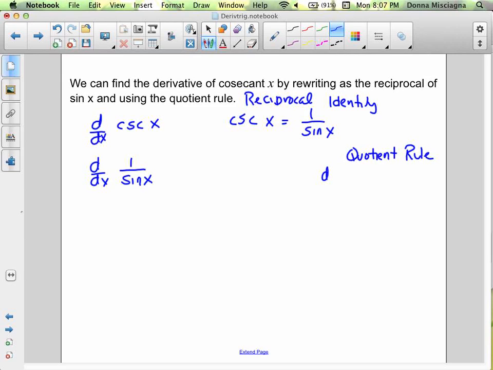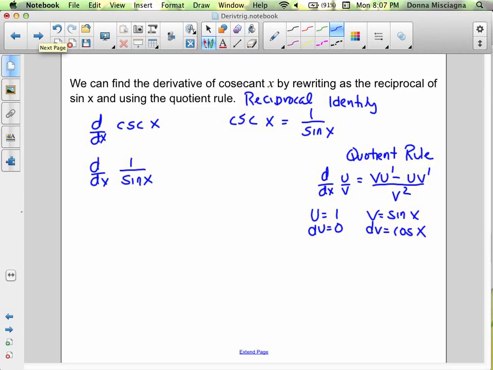If we take the derivative of a quotient, it's going to be the denominator times the derivative of the numerator minus the numerator times the derivative of the denominator, all over the denominator squared. In this case, our numerator is 1. The derivative of 1, of course, is 0. The denominator is sine x, and the derivative of sine x is cosine x. We know we can find the derivative of a constant, and we can find the derivative of sine x. We know those already. And so we can find the derivative of cosecant x indirectly by finding the derivative of 1 over sine x.